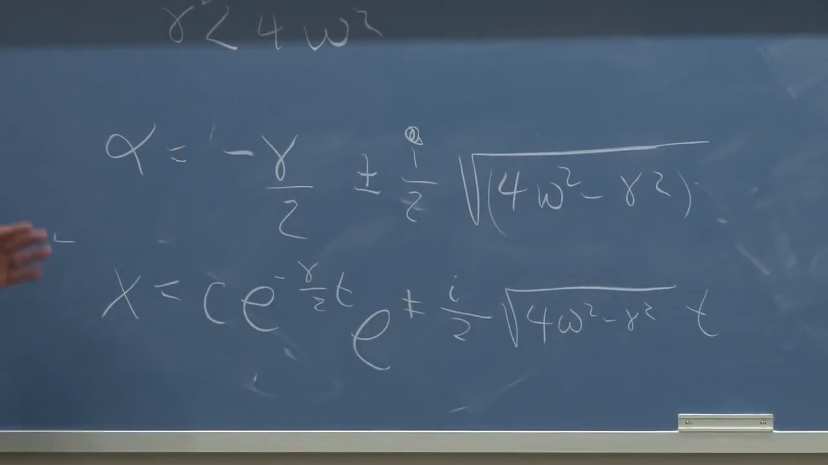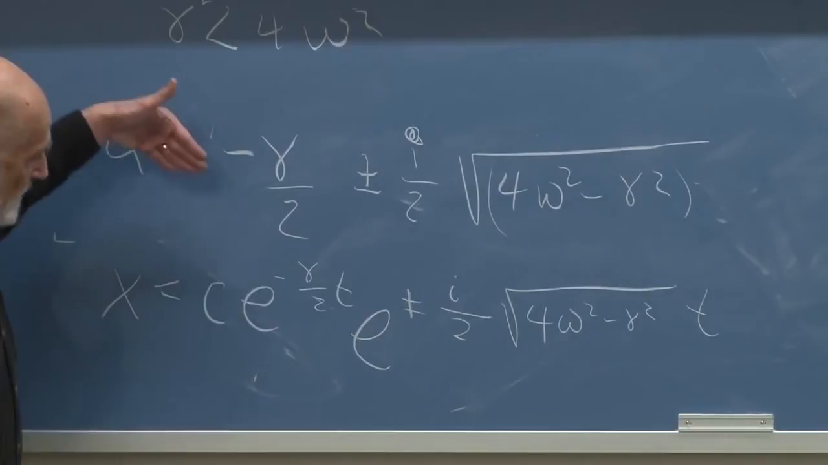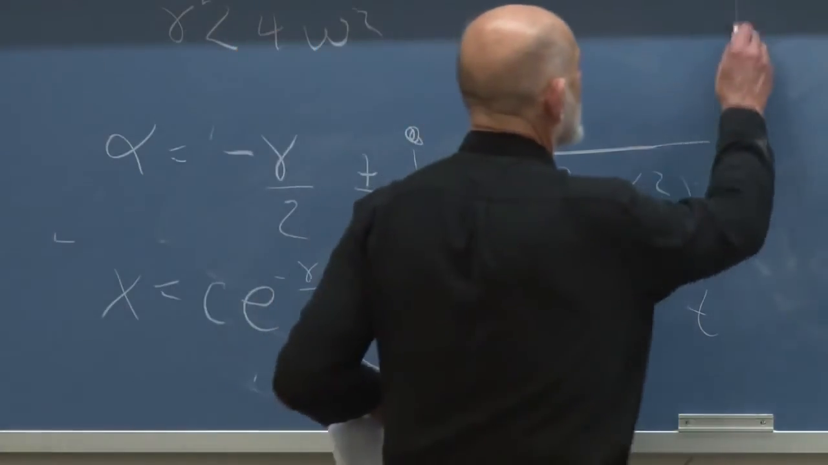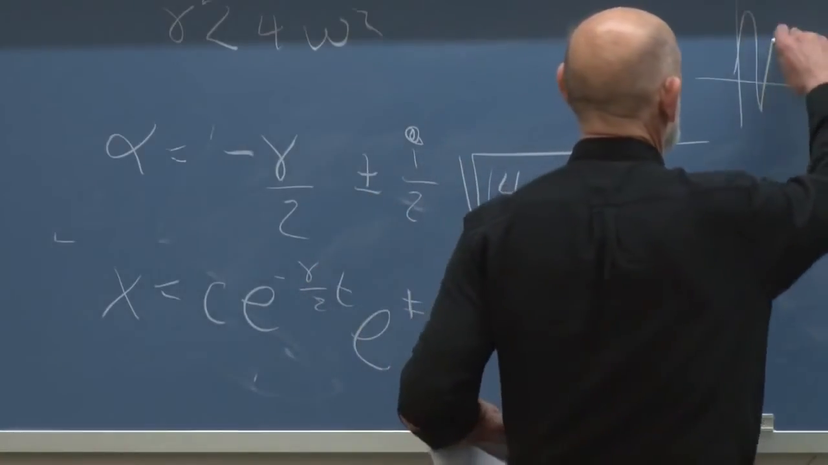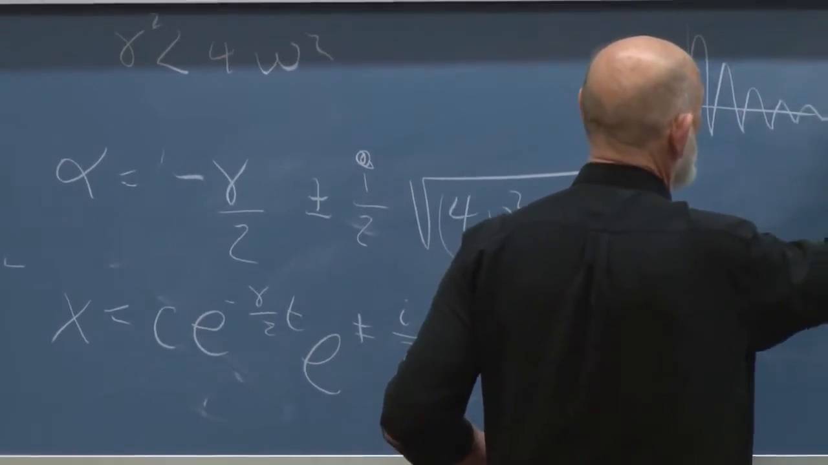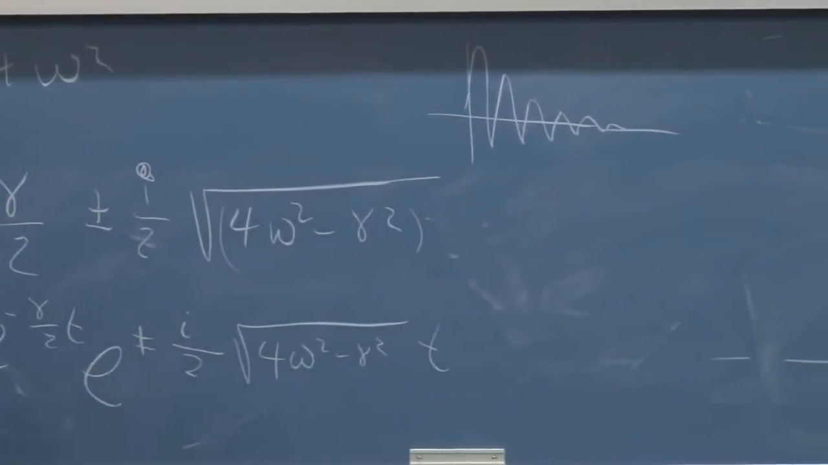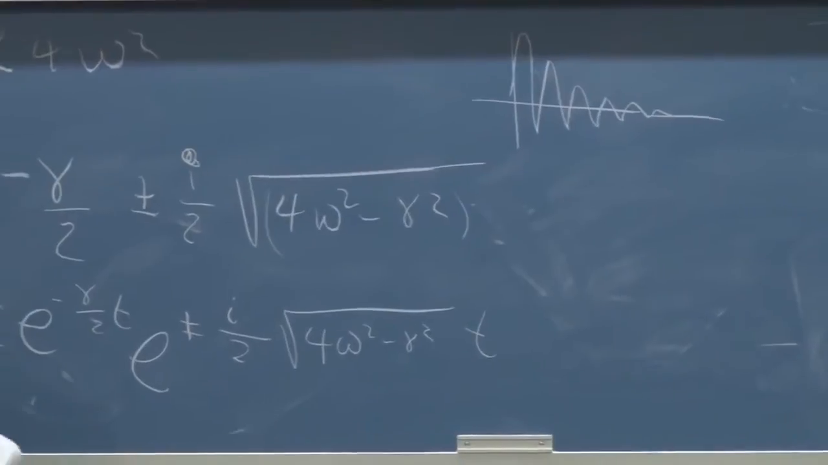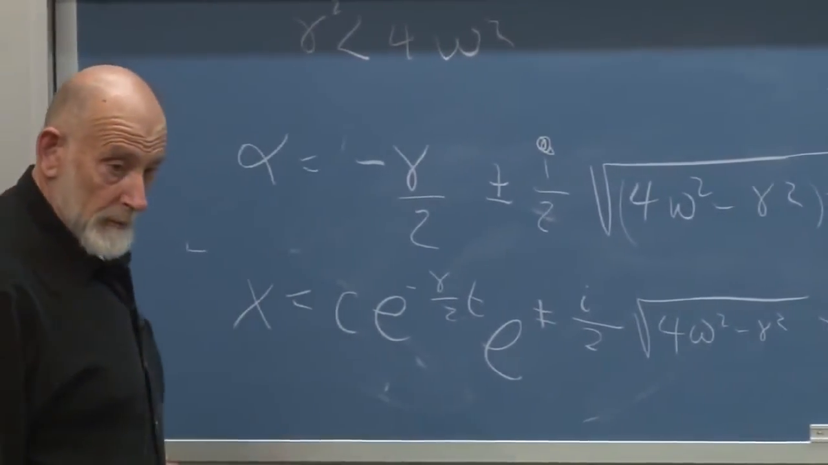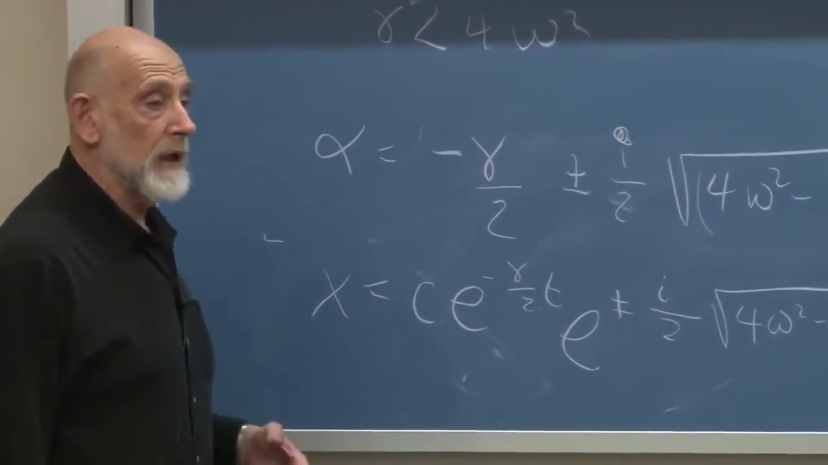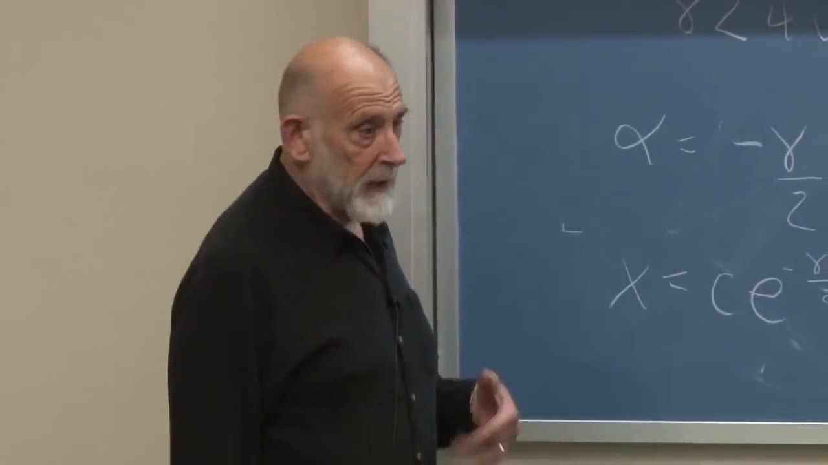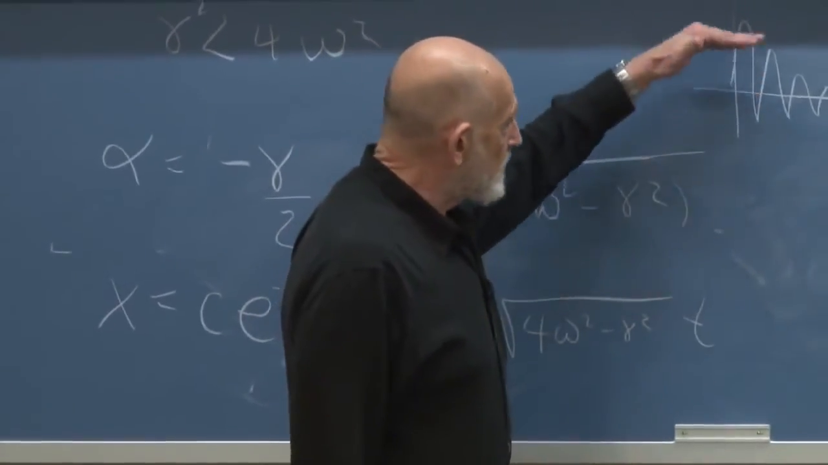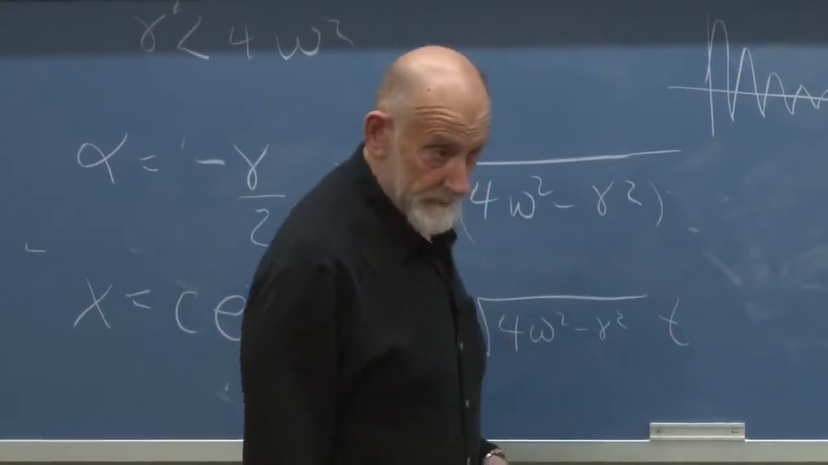gamma. On the other hand, on top of that, there's a multiplicative e to the minus gamma t, which means that the solution oscillates but slowly dissipates. That's the damped harmonic oscillator. And the regime where gamma squared is small compared to 4 omega squared is called the underdamped oscillator. It's underdamped, which means that the damping is not strong enough to prevent it from oscillating.